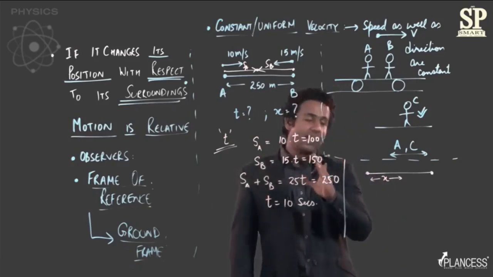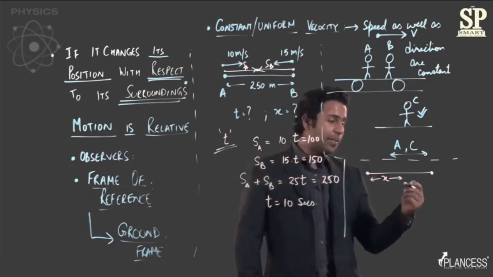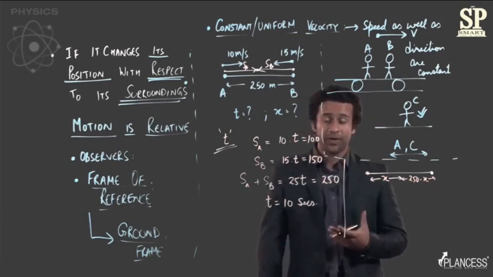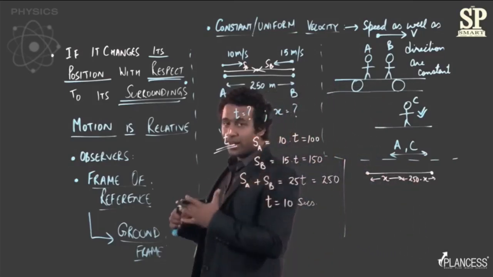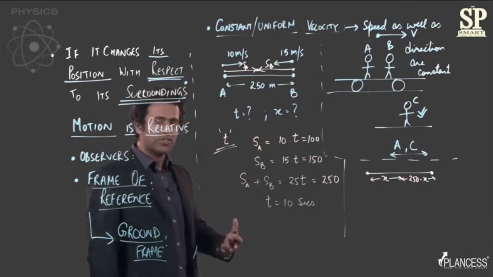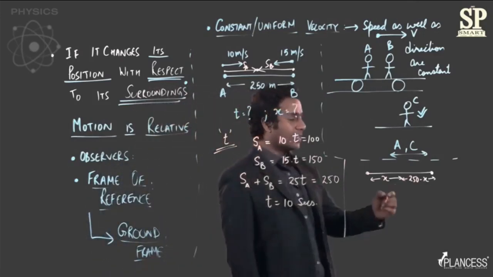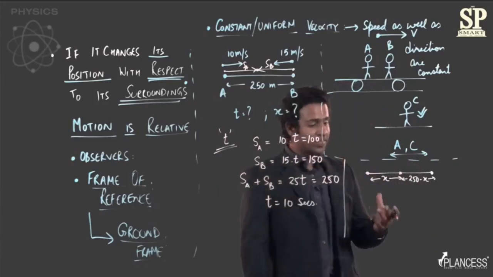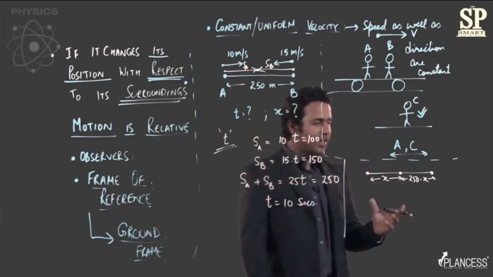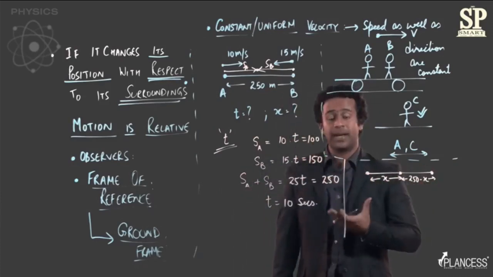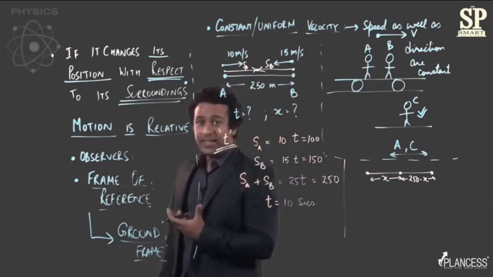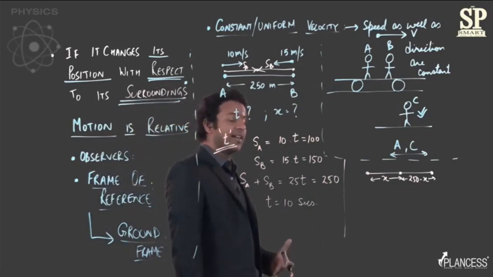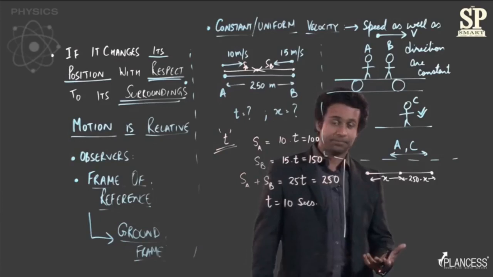Now, if A has covered the distance x, then the remaining distance would be 250 minus x, since their sum must be 250, right? So we are using the same logic, only our reference variable has changed. That is, this time the variable I'm assuming is the distance covered by A. So I've said that the distance covered by A is x, and hence the distance covered by B should be 250 minus x. Now, to build the equation, I'll use the second constraint, which is the constraint on time, which is that they both must have taken the same time, right?